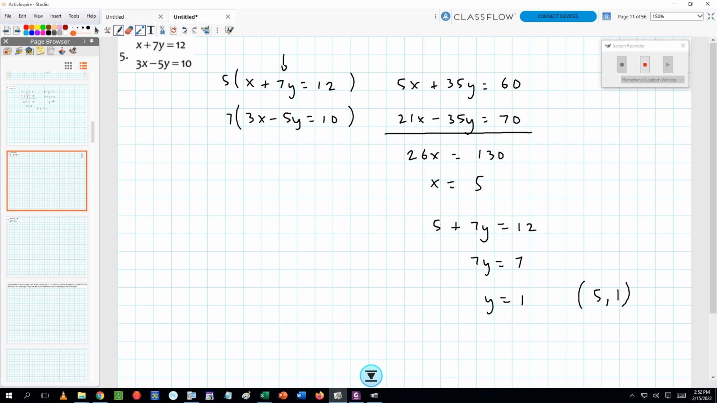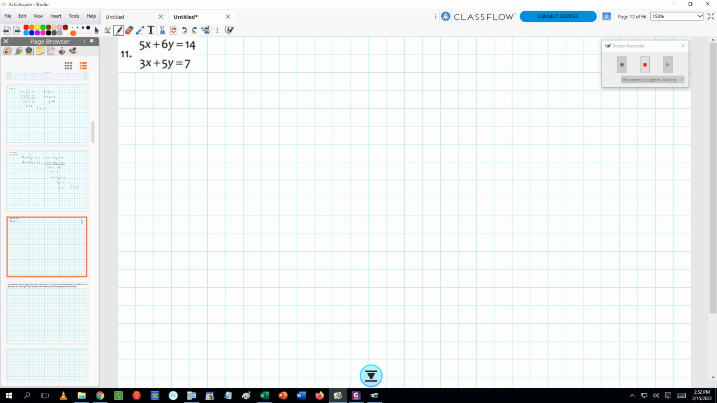Let's do another one. 5x plus 6y is 14, and 3x and 5y is 7. So I'm going to go after the y's again. That's traditionally what I do. 6 and 5, I'm going to go for 30s. So I'm going to multiply this top one by 5, and I'm going to multiply this bottom one by 6. Now if I do that, I'm going to end up with plus 30s in both.